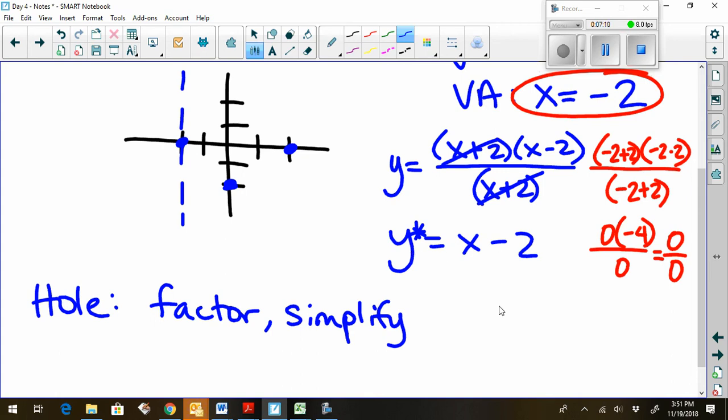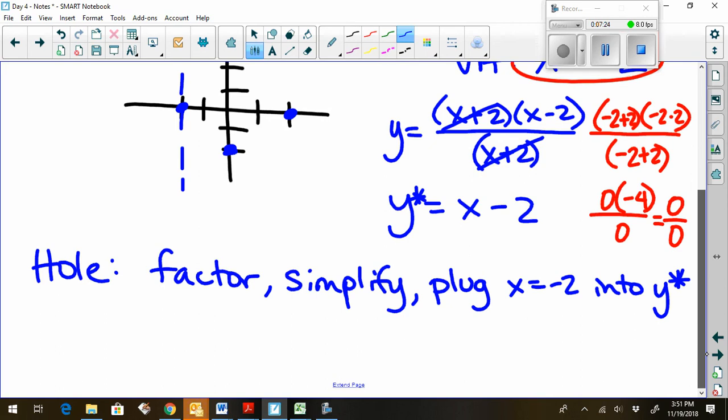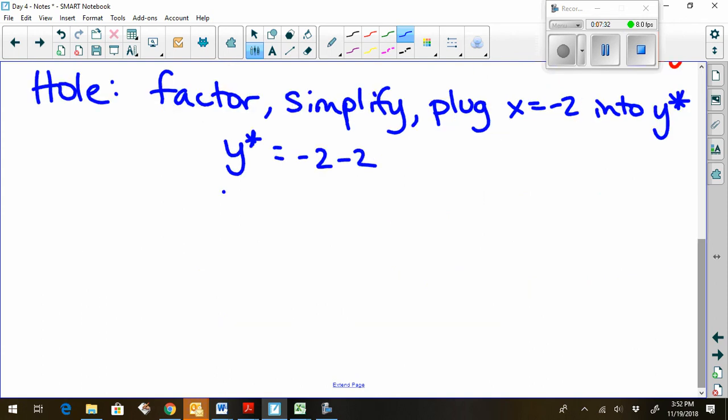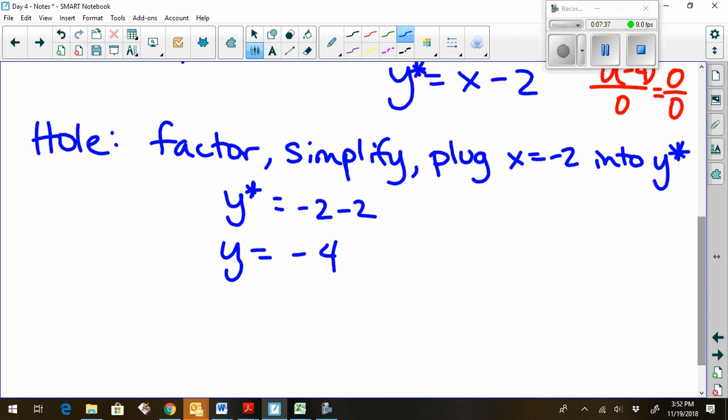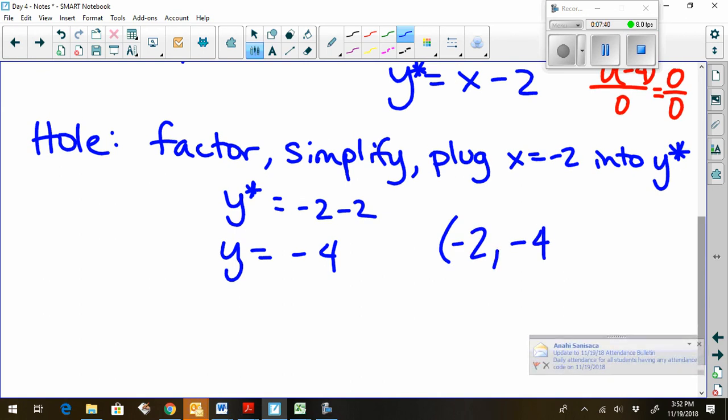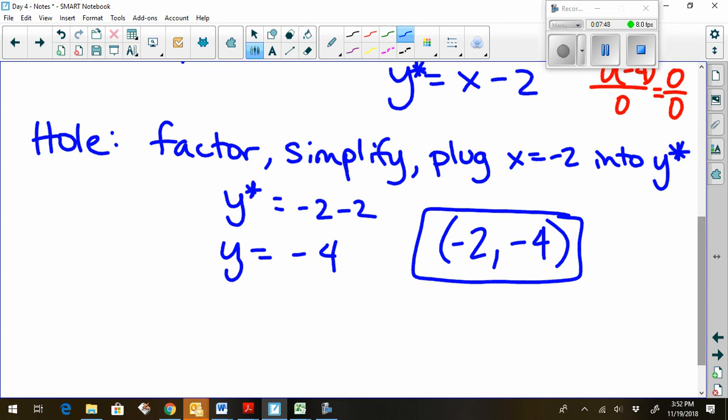So our next step is plug, in this case, x equals -2 into y star. So when we do that, we get y star equals -2 minus 2. So then y equals -4. So we had an x value of -2, and we have a y value of -4. Awesome. So this is the ordered pair where our hole will be.